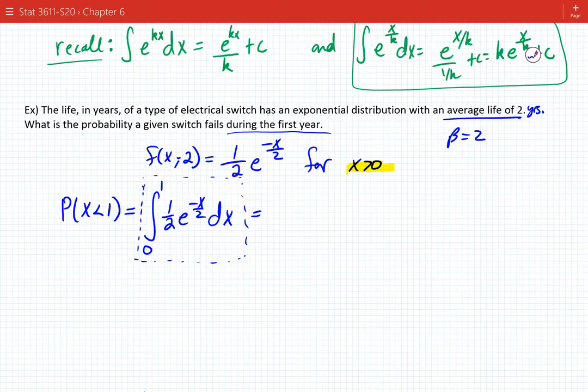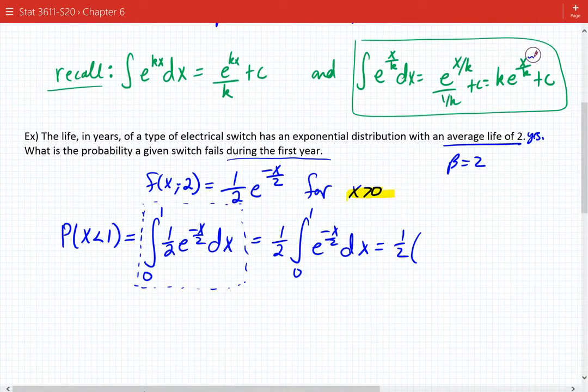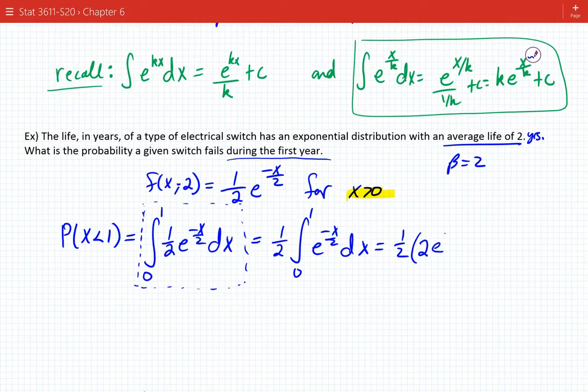And so now we need to do the antiderivative. We have a constant factor of 1/2 I can bring out front. And then we just need to integrate e to the negative x over 2 dx using the calculus skill that we had above there in green. So I've got the 1/2 constant multiple in front. Now I take the integral. I'm going to have 1/2 times the antiderivative, like we have above, which is k. So this is going to be 2 e to the negative x over 2, evaluated from 0 to 1.